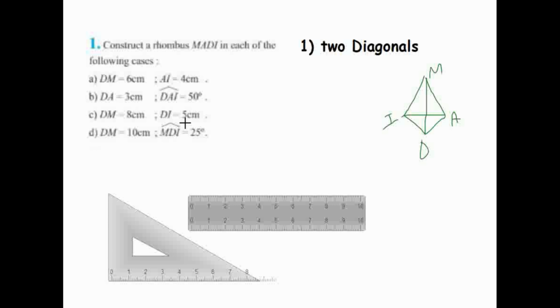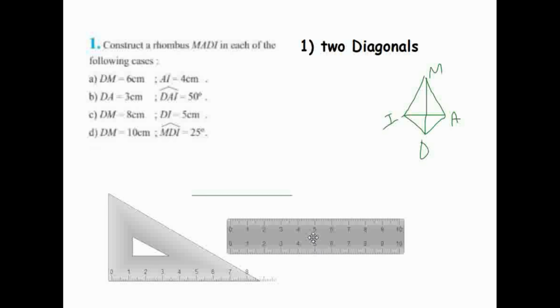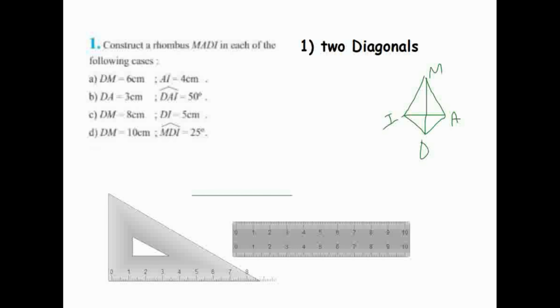First of all, we are going to draw DM equals 6 centimeters. I will grab my ruler and I will draw starting from the 0, 6 centimeters. So this is 6 centimeters, and here we go. This is our first diagonal, which is called DM. This is not looking so much like a D, let me fix that. Okay, so this is DM.